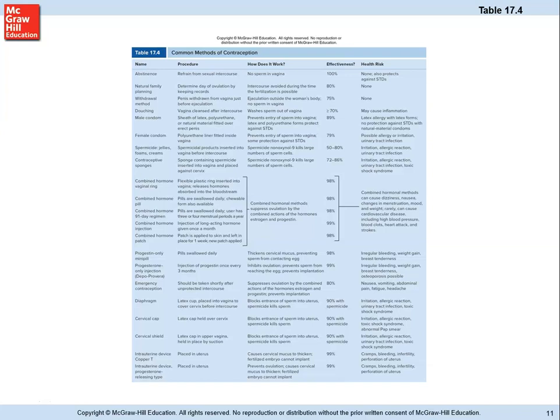I would also caution, again, from the female perspective, douching is not necessarily a good idea because you're increasing the odds of infections when you do that, and not necessarily getting all the sperm out of the system either.